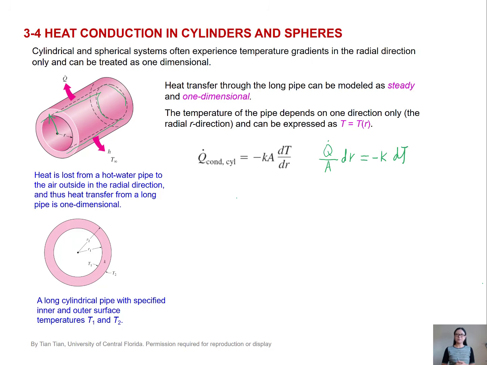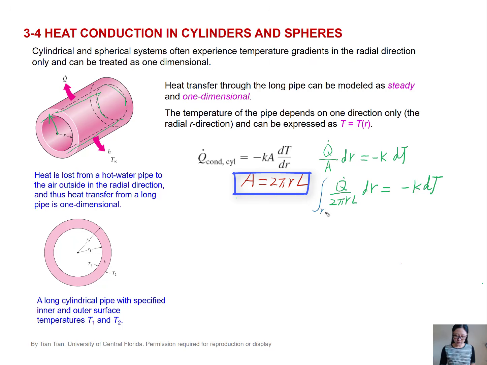Here's a question for you. What is A? Is it pi r squared? Remember, we are calculating conduction rate across this surface by Fourier's law. The area should be the area of the surface which is perpendicular to heat transfer. So A is 2 pi r L. Now let's integrate both sides of the equation.